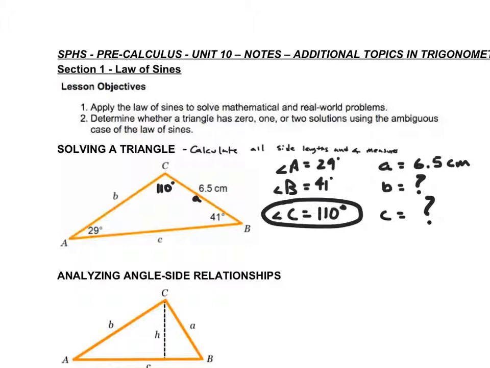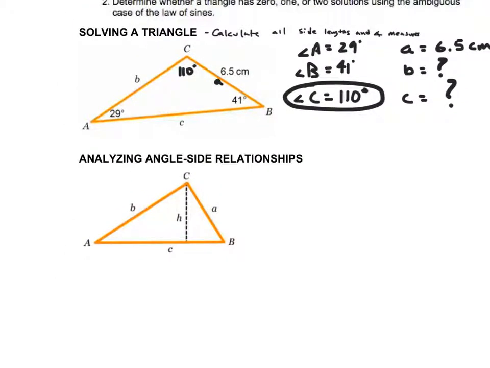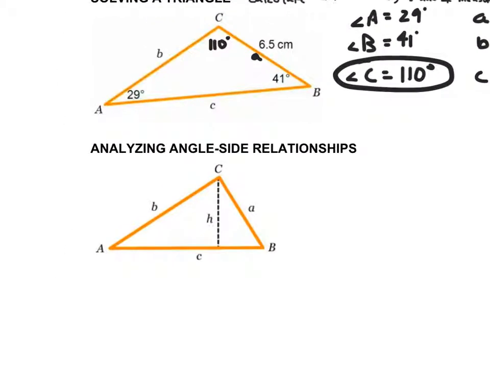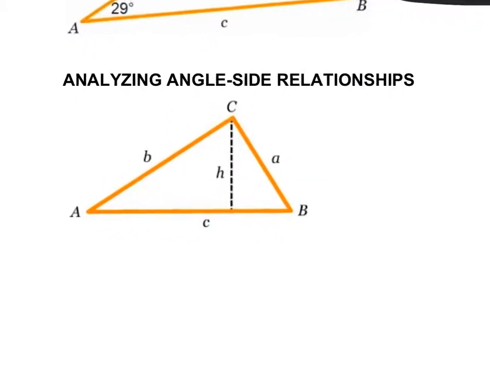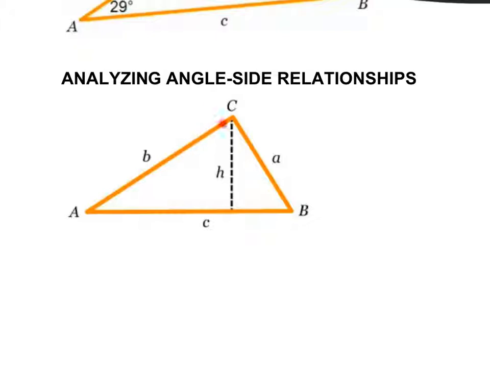So what I want to do is analyze angle-side relationships. Let's take this triangle here. Triangle ABC is not a right triangle. But what we can do is draw a line here and call it the height of the triangle. And we know that this is going to be a right angle. Coincidentally, this side over here is going to be a right angle.